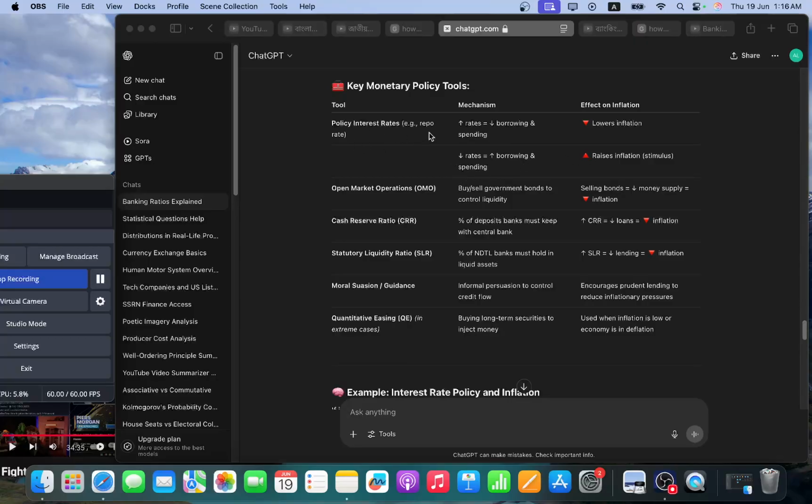So, for instance, the repo rate, the policy interest rate. What are repurchase rates? Repo rates are when one bank lends to another bank. It could be a commercial bank to a central bank, or a commercial bank to a commercial bank, is my idea. I could be wrong and I'll double check that.